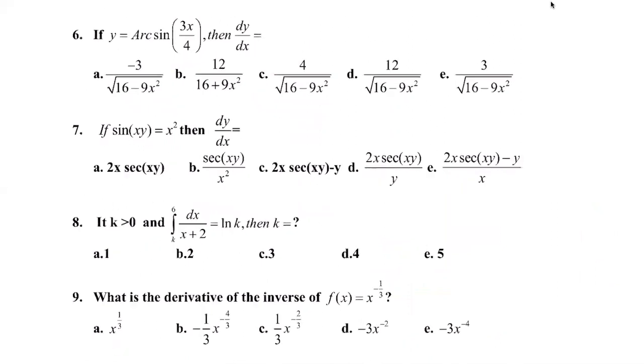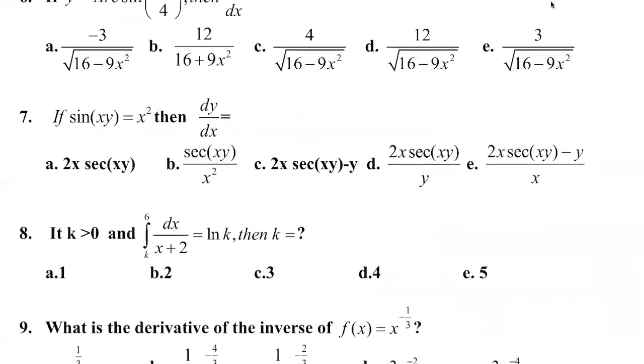Okay, on this one, you're gonna have to do implicit. So what's the derivative of sine? Cosine. So you'd say the cosine of xy times the derivative of the inside, and in that case, you have to do product rule. So first times the derivative of the second plus the second times the derivative of the first, which would just be 1, is equal to, and you got to take the derivative of the other side, which would be 2x.